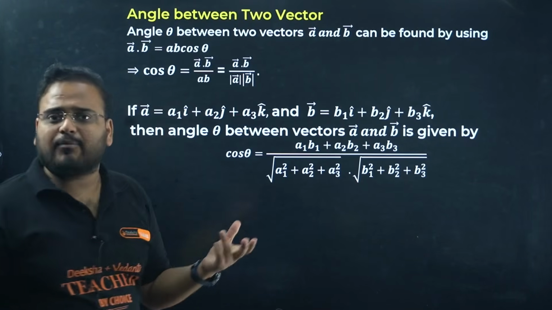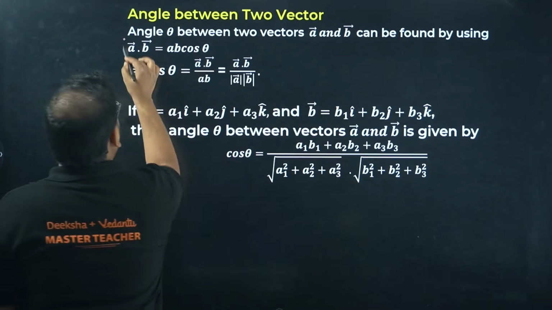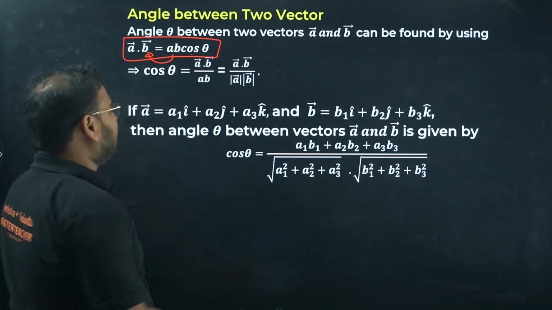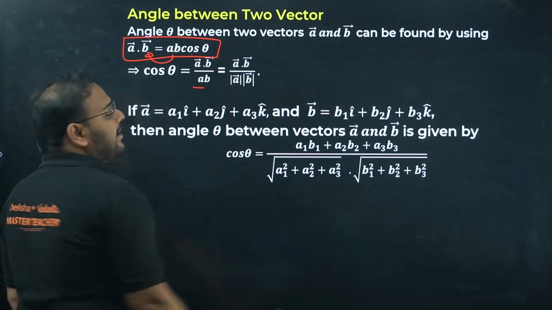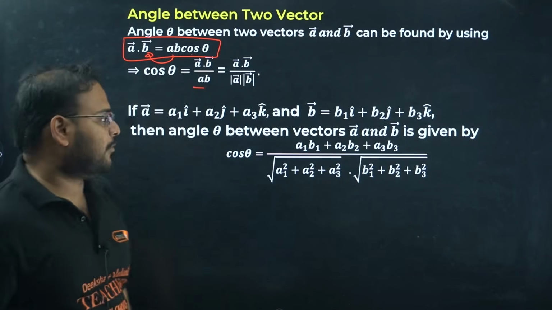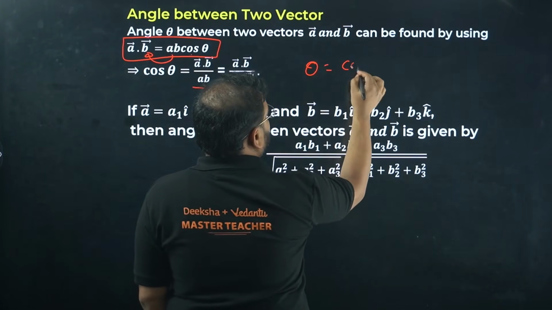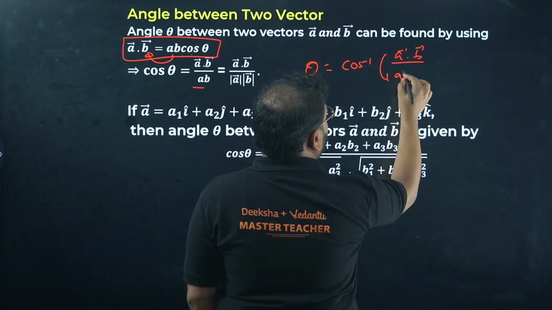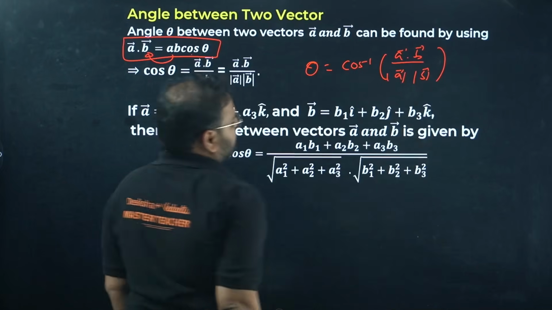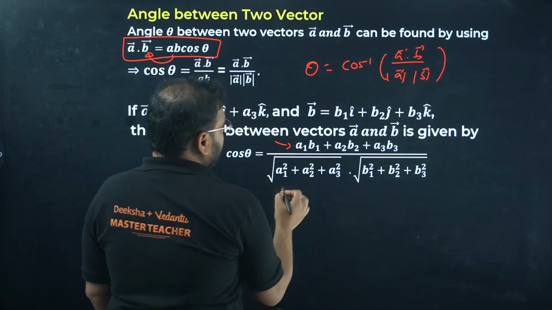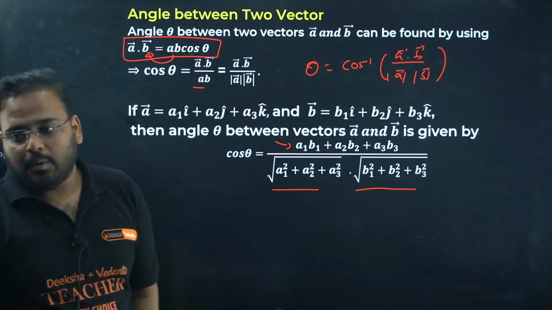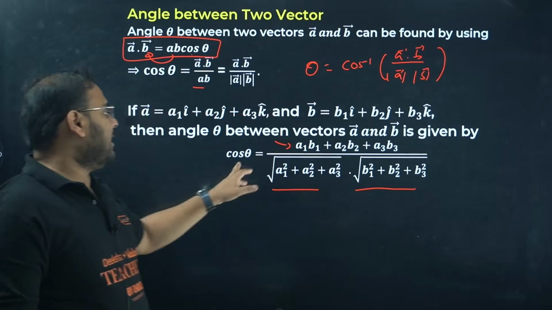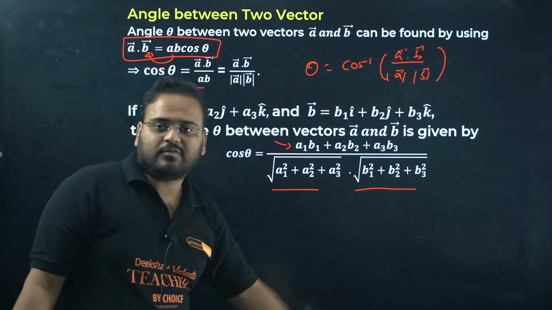Now, the angle between two vectors uses the same concept. Remember, a dot b is |a||b| cos theta, so you can find cos theta by moving the modulus of a and b to this side. So a dot b upon mod of a into mod of b is given by cos theta. If you want to find theta, simply take the cos inverse of a dot b upon mod of a and mod of b. This represents your a dot b part, and this is the modulus part. a dot b is a1 b1 plus a2 b2 plus a3 b3, and this is the modulus of a times the modulus of b.